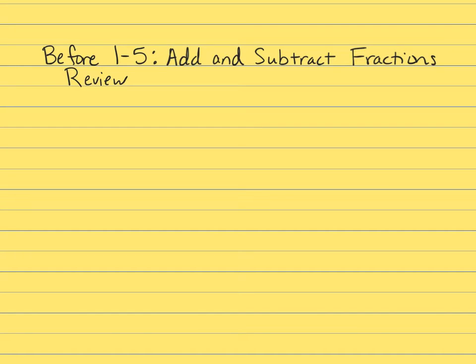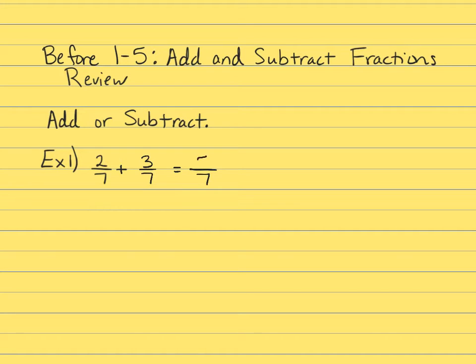Now before lesson 1-5, we're going to do this little add and subtract fractions review. So for our first problem, we're going to add 2/7 plus 3/7. They're already common denominators, so we're going to keep our denominator 7 and just add 2 plus 3 is 5. We can't reduce this, so this problem's finished.